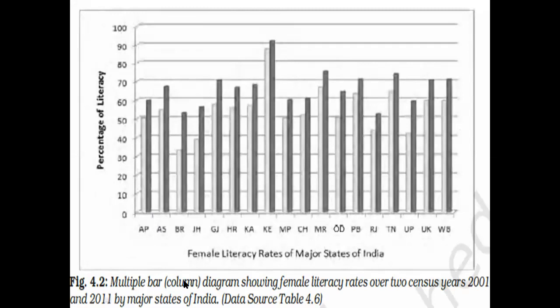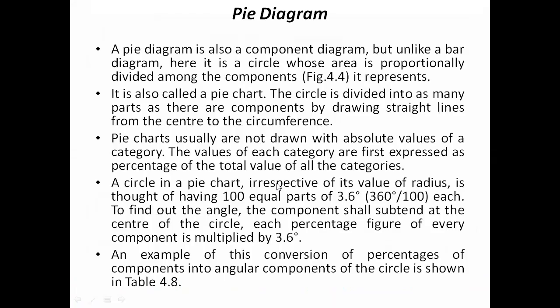Multiple bar or column diagram showing the female literacy rate over the two census years 2001 to 2011 by major states of India. You can see here in Andhra Pradesh how it is 50 to 60, how it is 55 to 65, right? That's what we have seen in the percentage of female literacy rate of major states in India. So you can see here more than two bars. So how helpful it is, you can predict very easily. So next one is the pie diagram.